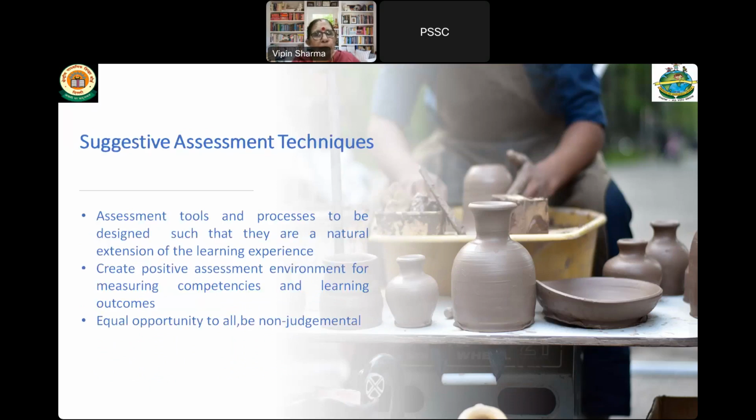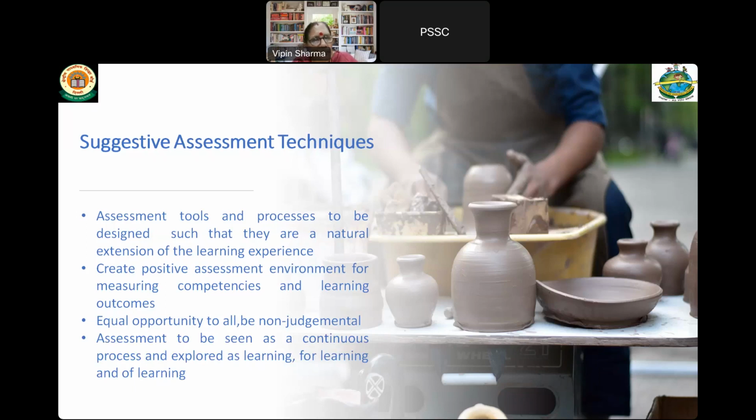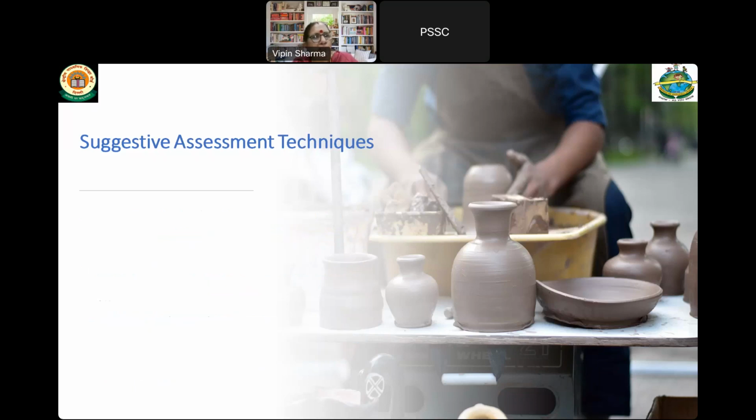Assessment tools and processes need to be designed. Create a positive assessment environment for measuring competencies. We should measure the competencies: what we have taught, how much they have learned. Assessment should be seen as a continuous process and explored learning.